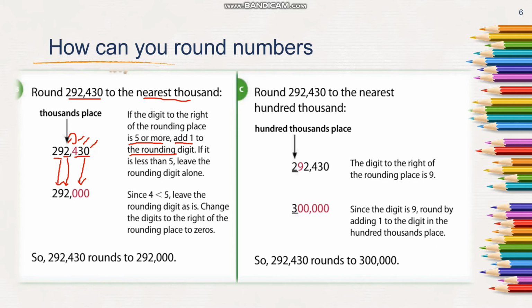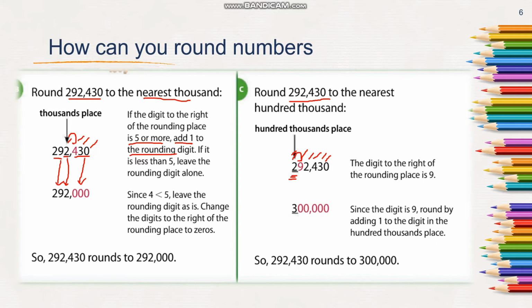Now, let's round 292,430 to the nearest 100,000. So the first step, you just simply find out where is the 100,000s place. This is ones, tens, hundreds, thousands, 10,000, 100,000. So 2 is the 100,000s digit. So what is the digit to its right? The digit to its right is 9. So since the digit to its right is 9, you need to round by adding 1.